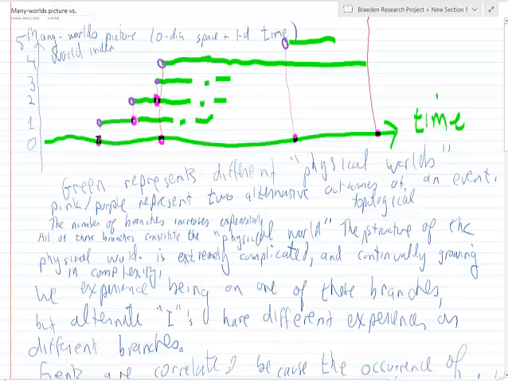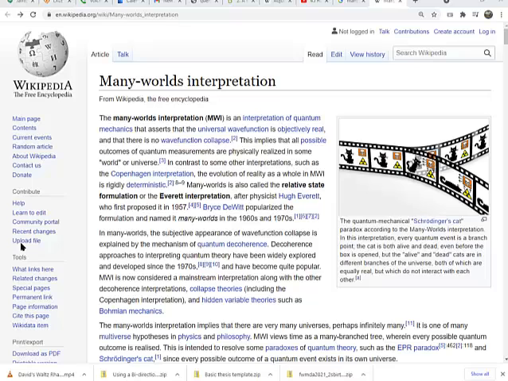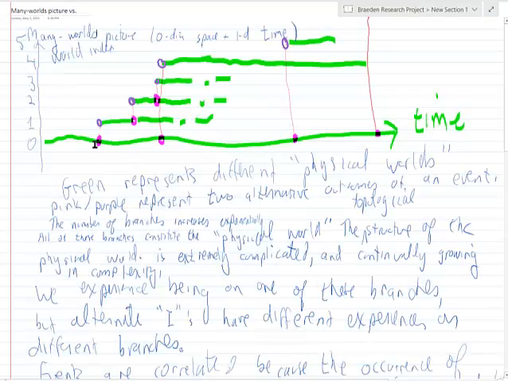Now you may see in other pictures about many worlds, they represent it differently. Let me show you. For instance, here's the Wikipedia article, and here they show an event happening and a splitting of 2 worlds. Okay, so this is the same thing that I'm representing, but it's hard to do this when you have multiple splits, and I want to emphasize that in my picture I only have no space dimensions and 1 time dimension. All right, because later on I'll do a picture with 1 space dimension and 1 time dimension.